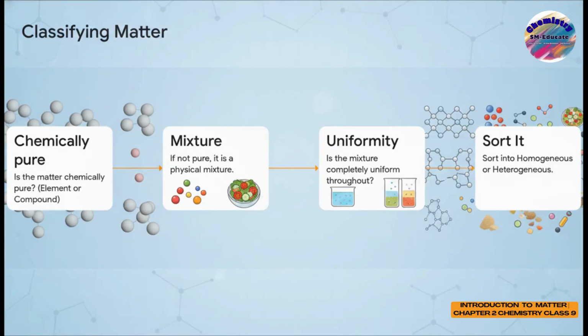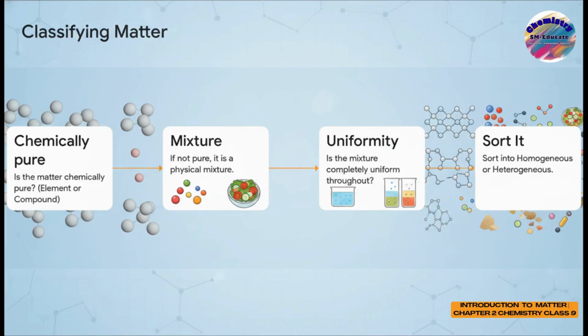I really want you to use this step-by-step story as a mental checklist every time you encounter a new object, kind of interrogating it to find out exactly where it belongs in the chemistry world. First, ask yourself, is the matter chemically pure? If the answer is yes, then boom, it's a pure substance, like an element or compound.